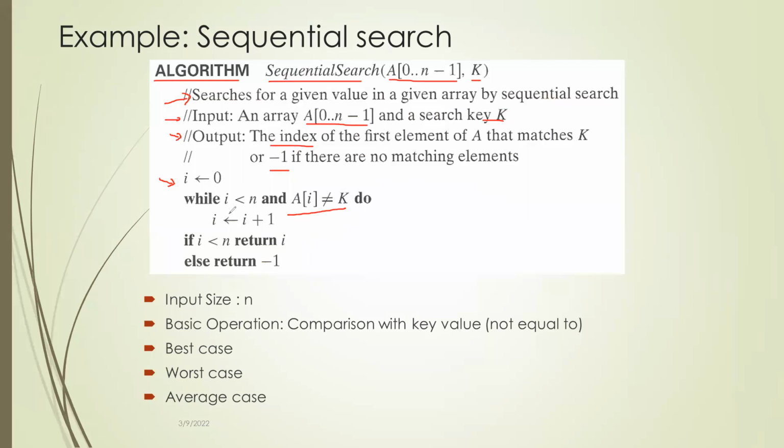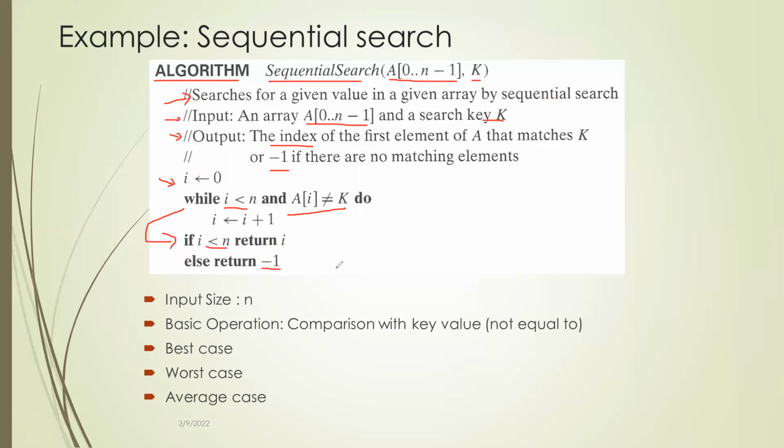When it reaches the end of the list, in case of failure, it comes out of the while loop. When it comes out of the while loop, again I have to check the condition i less than n. i less than n indicates success, and if it is not less than n, it indicates that it reached the end of the list and the item is not available. So in that case, I have to return -1.